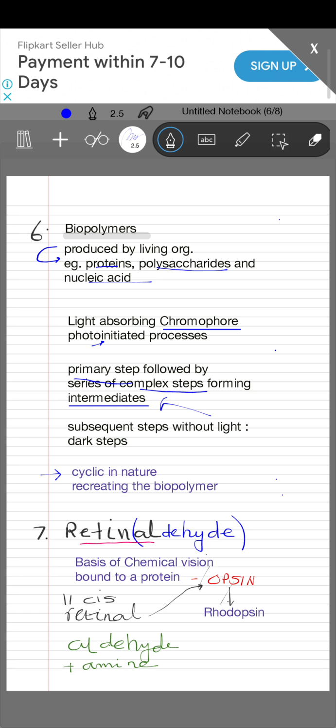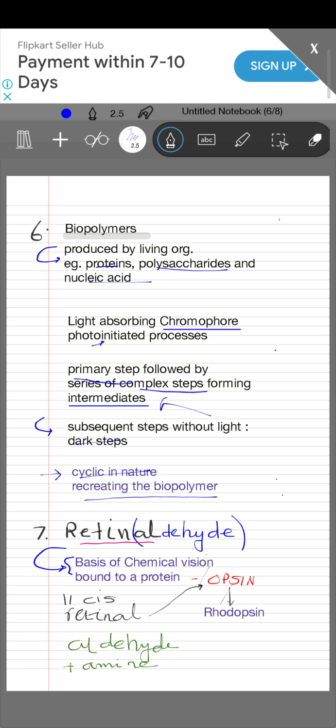And subsequently, there are also chemical processes where there is no light involvement, so they're called dark processes. Now, the interesting fact about these is that even though the processes are going on, they are cyclic in nature. They ultimately produce the biopolymer from which it started. One of the examples of this is called retinal or retinaldehyde. It is the biopolymer found in our eyes, and it is the basis of vision.